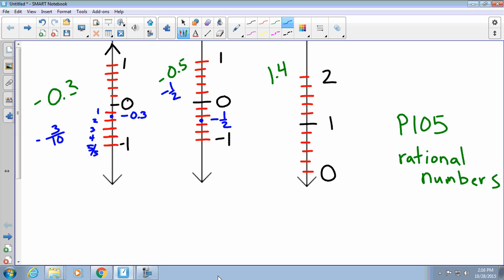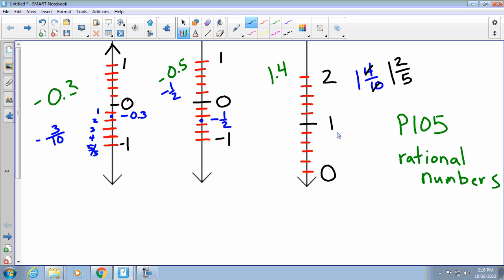And finally, the last one, 1.4. Again, how can we write 1.4? We could write it as a mixed number. It would be 1 and 4 over 10. And if we reduce that down, if you remember your reducing fractions from chapter 2, I'll change our colors here. Half of 4 is 2, and half of 10 is 5. So another way of saying 1 and 4/10 would be 1 and 2/5.